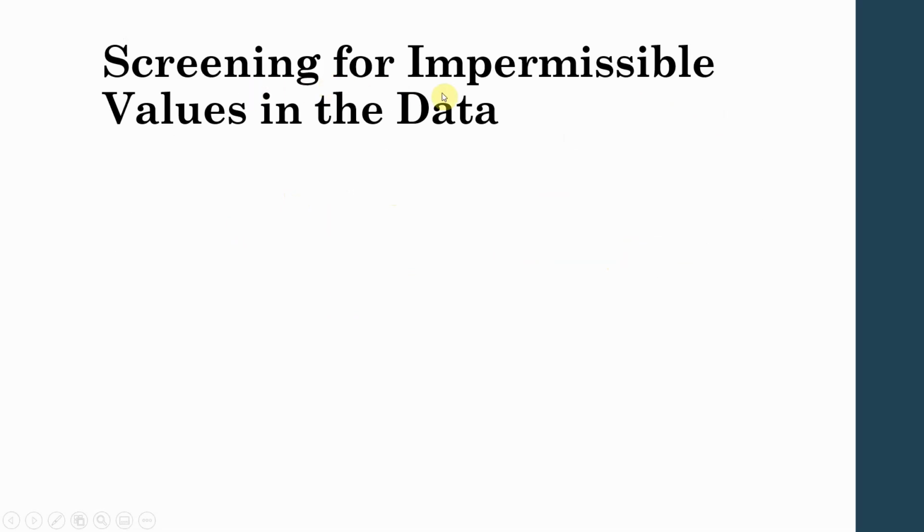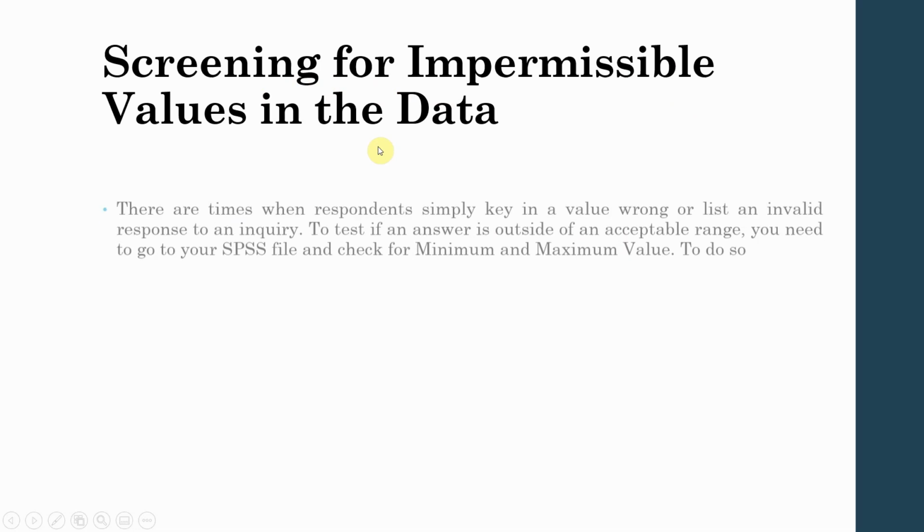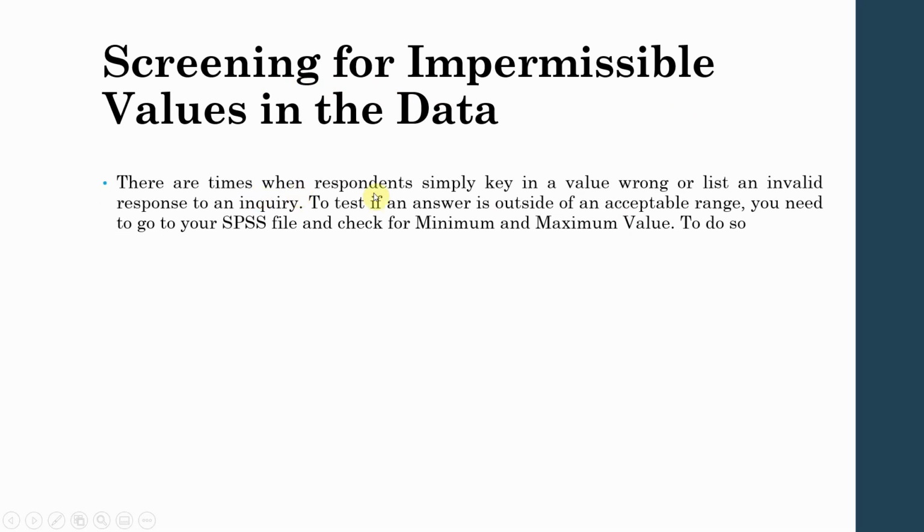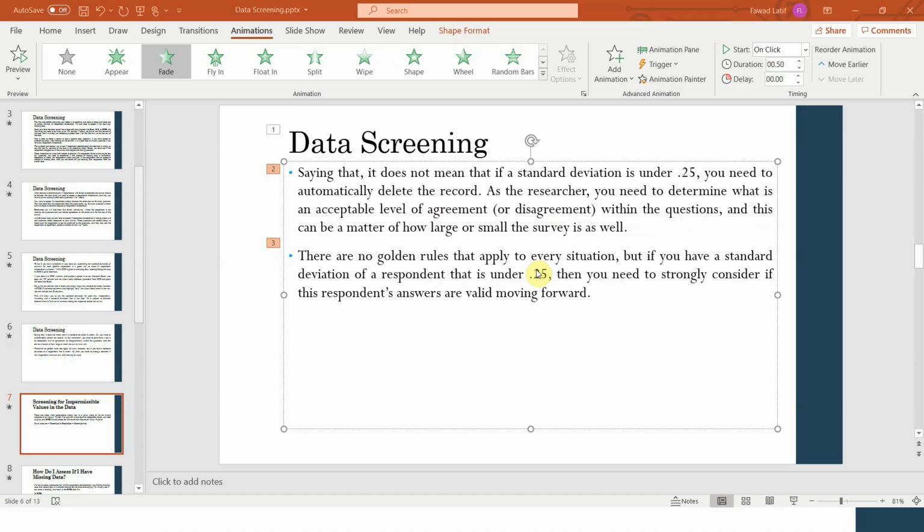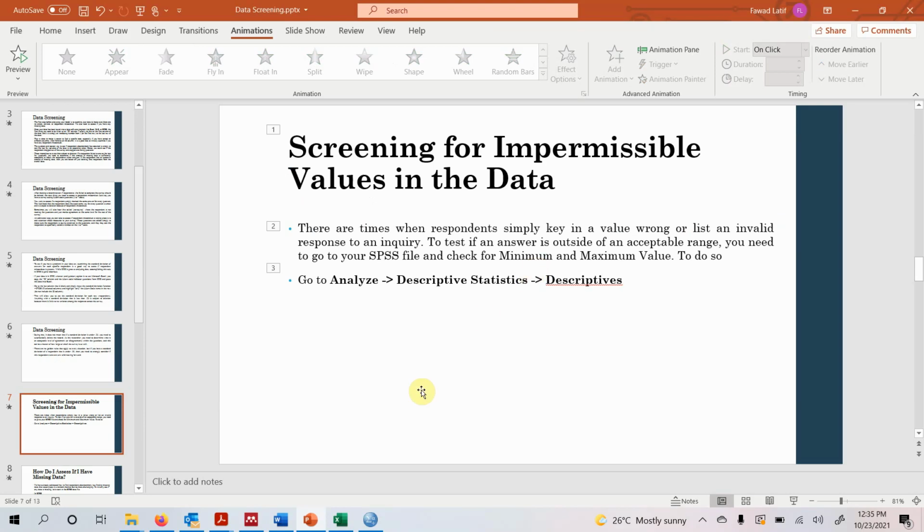Now, screening for impermissible values in the data. There are times when the respondent simply keys in a value wrong or lists an invalid response to an inquiry. To test if an answer is outside an acceptable range, you need to go to the SPSS file and check for minimum and maximum values. To do so, go to Analyze, Descriptive Statistics and Descriptives. Now how do we do this? How do we find if there are impermissible values?